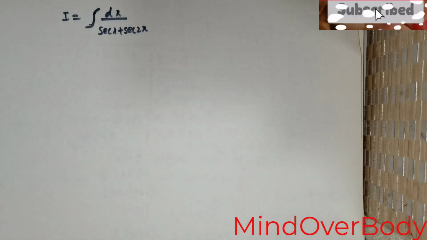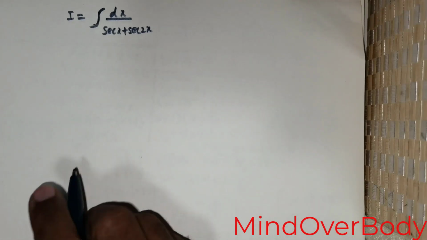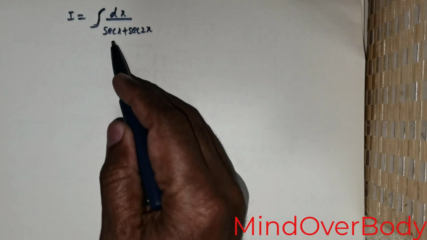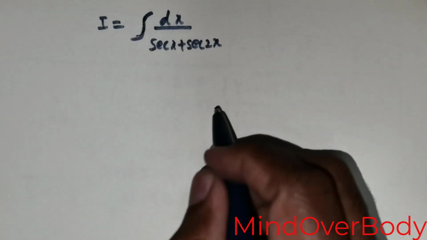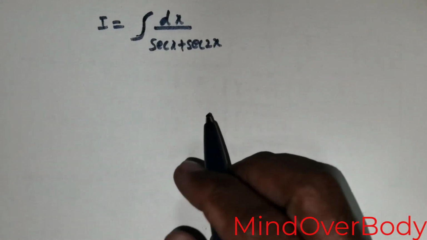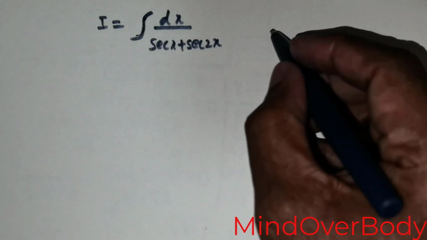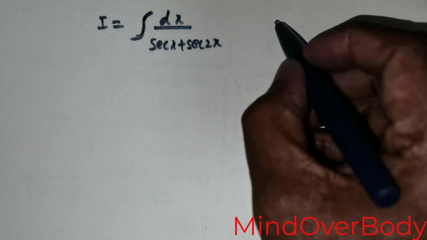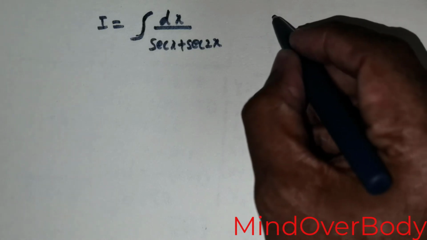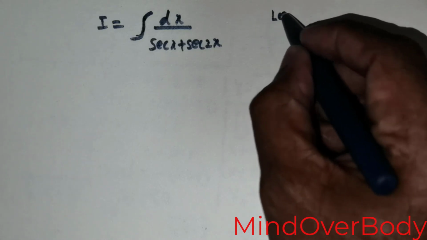Welcome students. So this is the integral that we've been given, integral dx over secant x positive secant 2x. Now this looks a straightforward integration, but it has got some process that we need to be applying to.